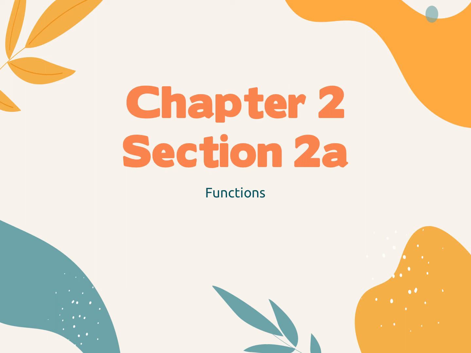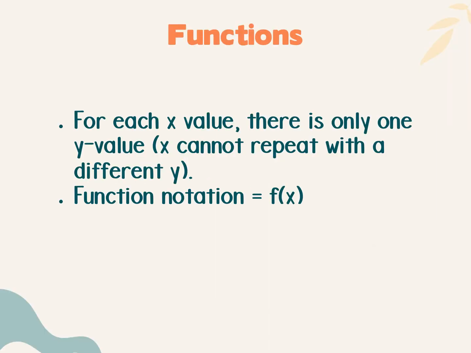So today, this video will cover the beginning part of chapter 2, section 2. We're going to learn about functions and function notation. Whenever you have a function, for each x value, there's always only going to be one y value. So if you're given a list of ordered pairs, your x's can't repeat. Okay, your y's could repeat.